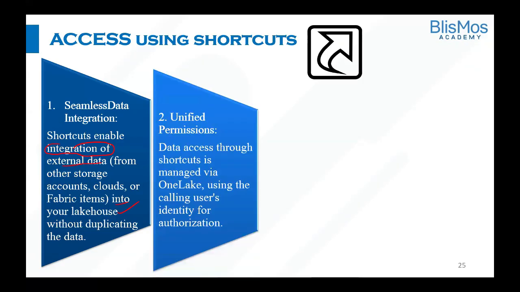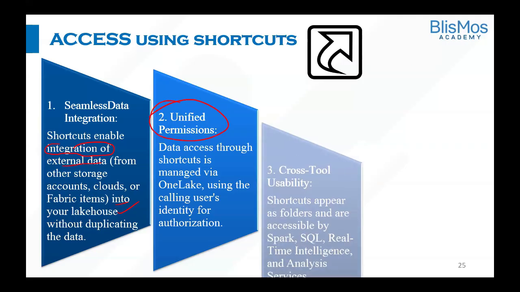Okay. Then data access: when you are trying to access the other application or other accounts, you also need to take care of the permissions. So once you establish the permission from one tenant or one Fabric house to the other ones, the permissions are not asked again. There is a unified permissions. That is the second thing.